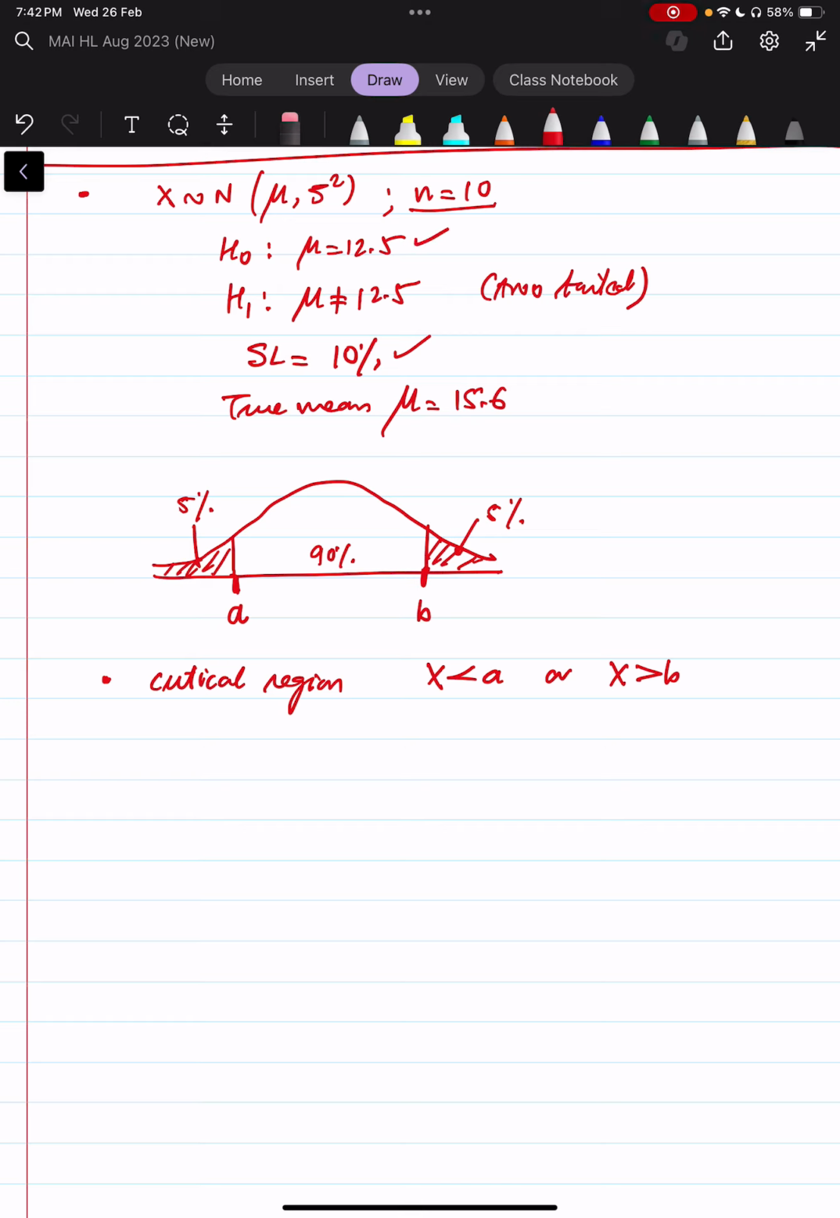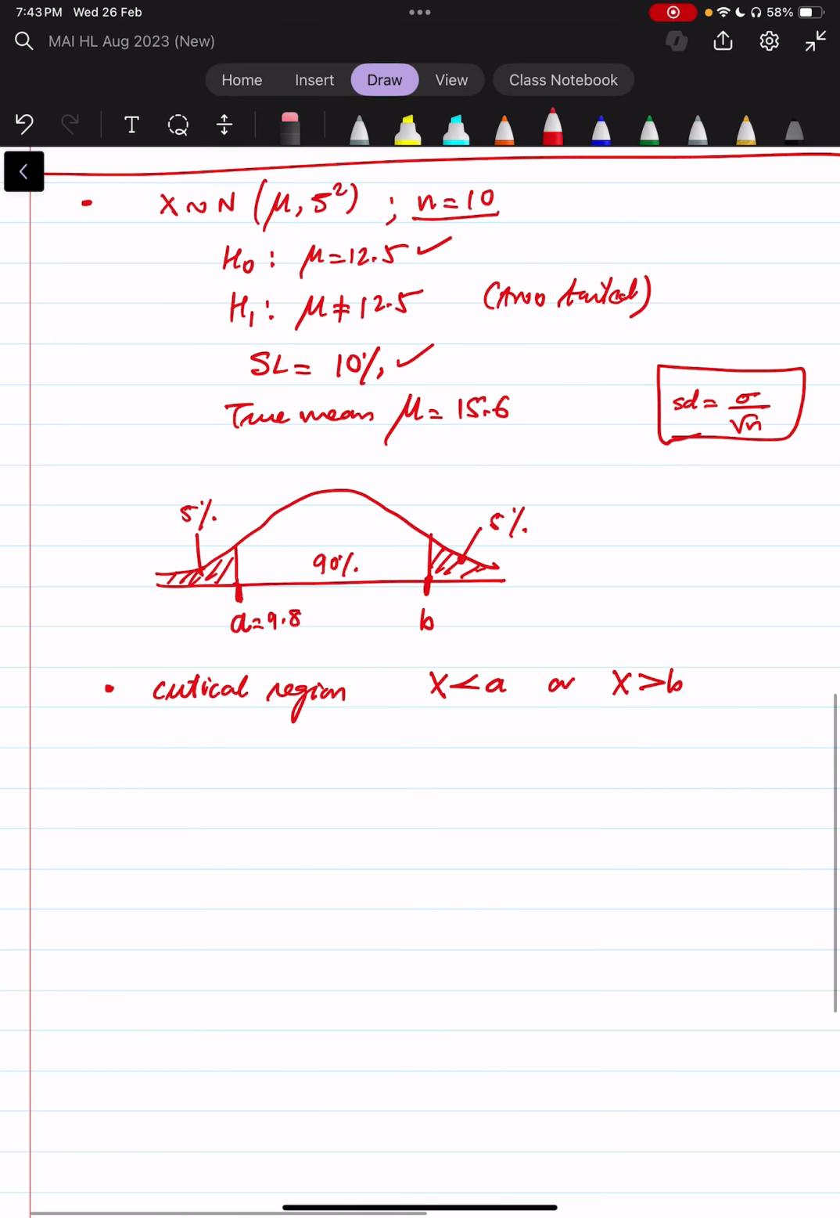So I'll do inverse normal. So distribution, normal, inverse normal, because I know the left tail. The region of that is 0.05, 5% is 0.05. Standard deviation will be 5 divided by root 10. Remember, it's always the standard deviation when you enter in the calculator, since you're working with sample, will be the given standard deviation divided by root 10. Don't forget that. Root 10. Mean, use the original mean, 12.5. So that's 9.8992. Take most significant figure in the middle of a sum.